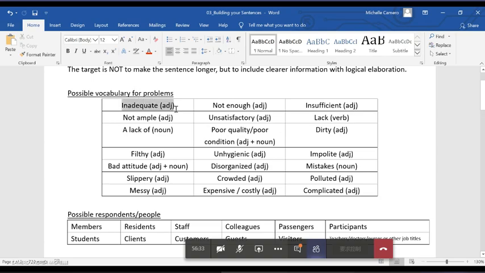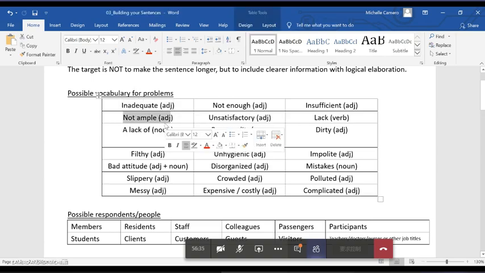So here we go. We've got inadequate, we've got not ample. Here, sometimes they use a noun. Most of the time, I would say 95% of the time they use an adjective, but sometimes they use a noun. How do you know that this is a noun? You've got a in front of it and of after it, so you know that a lack is being used as a noun. But if you look over here, you notice that lack can also be used as a verb.